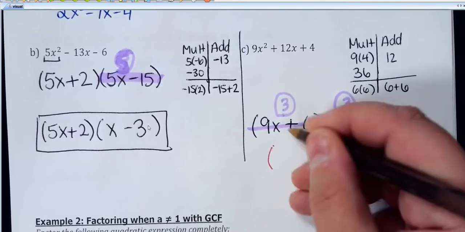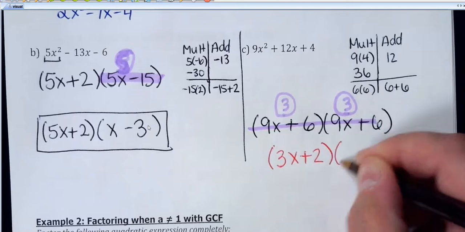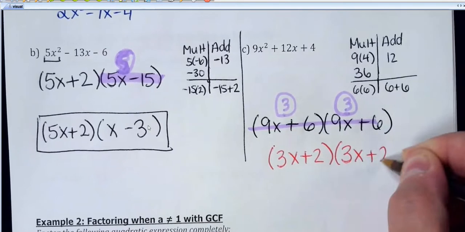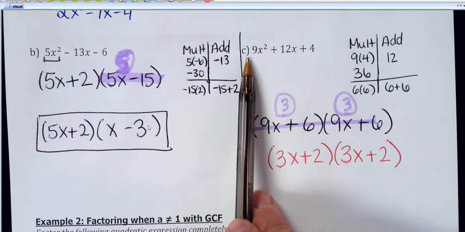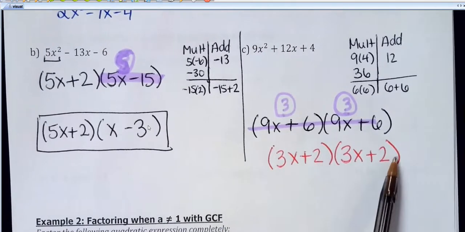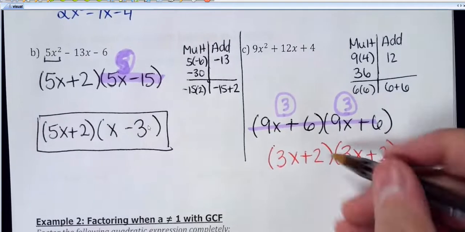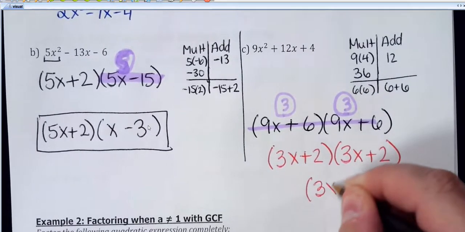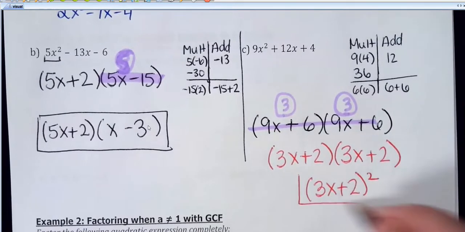The real factor here would become 3x plus 2 times 3x plus 2. If you want to do a quick spot check, 3x times 3x gives you back the 9x squared. 2 times 2, the two numbers multiplied, should give you the constant, which is 4. Because these are identical, I can write my answer as 3x plus 2 squared, since there are 2 of them.